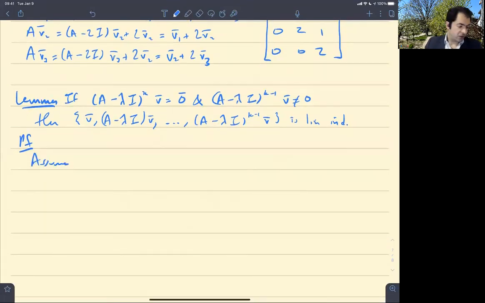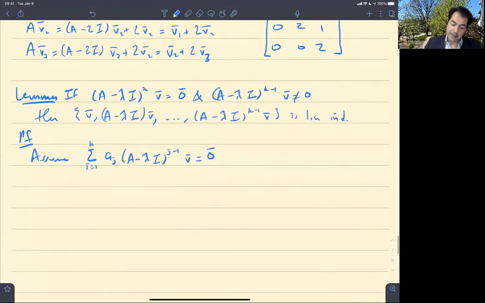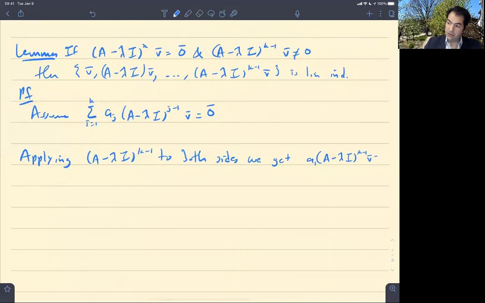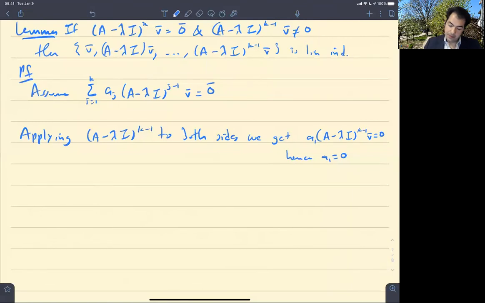Okay, so how do we prove that? Well, like all proofs of linear independence, assume that you have a linear combination of these equal to 0, and let's show that all of the coefficients have to be 0. So applying (A minus lambda I) raised to the K minus 1 to both sides, we get that A1 times (A minus lambda times the identity) raised to the K minus 1 applied to V is equal to 0. Hence, A1 is equal to 0. And then an easy induction, which I'll let you finish. Once you know that A1 is equal to 0, you can show that A2 is equal to 0, and inductively you can show that all of the coefficients are equal to 0.